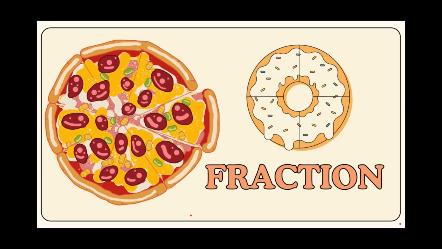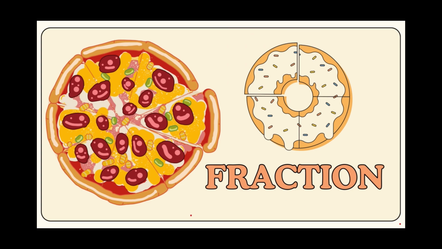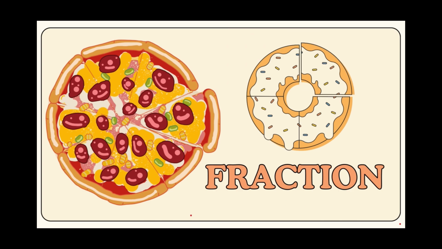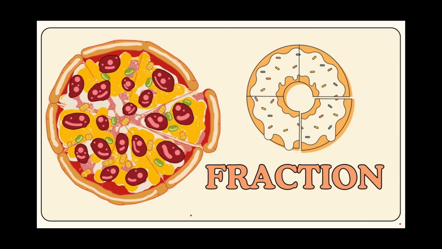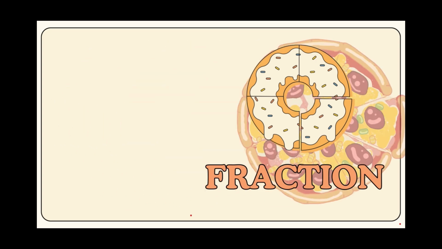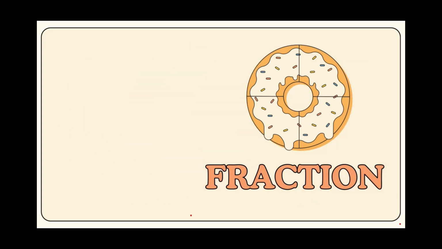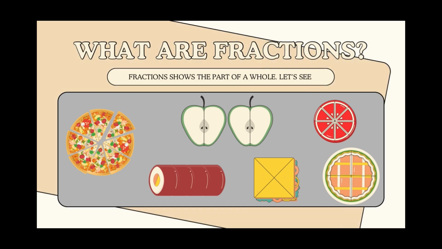Suppose I have a pizza, and it's sliced into 8 slices, and I got to eat 2 slices. So the fraction will be 2 out of 8, because I took 2 parts out of 8 whole. So it's 2 by 8. Same with the donut, you see. It is cut into 4 slices, and I took one of them. So 1 by 4 is the fraction. So that is all about fractions.